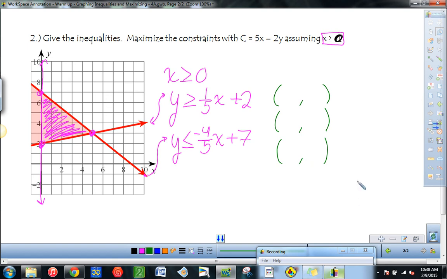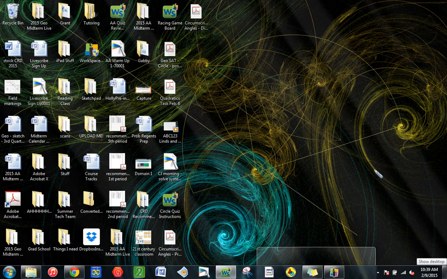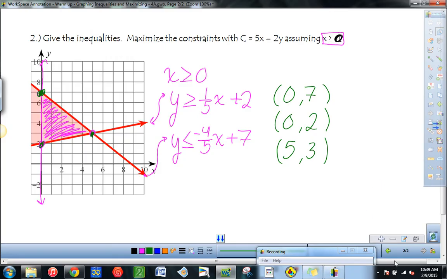All right, give me the coordinates of one of your points. 0, 7. Wait, where's the 7? 7 is this guy right here. I can see because it's 0, 2. And then 5, 3. I didn't see that. Y'all are ridiculously slow. I answered the question 3 times.